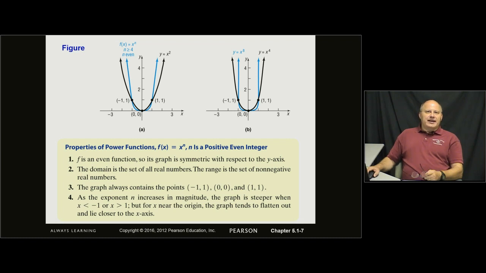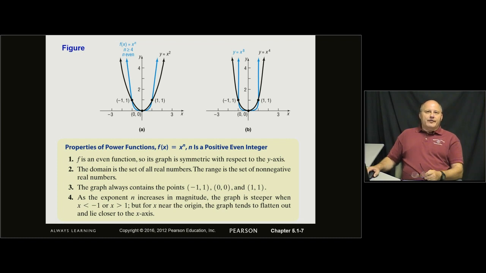As the exponent n increases in magnitude, the graph is steeper when x is less than -1 and when x is greater than 1, as you can see. But as you go through the origin, it flattens out a little bit more. So that's the shape that it has. Now, that's what they do.